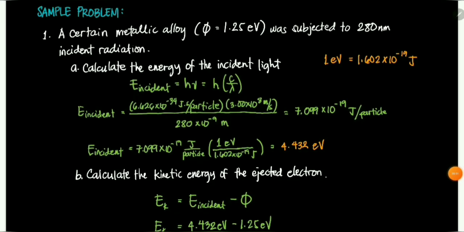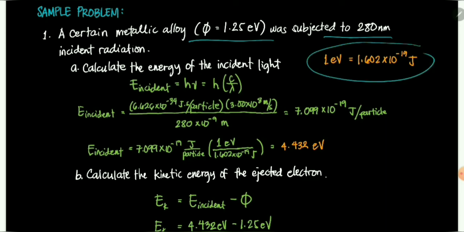So, here we have some sample problems. So, ang gagawin lang natin, i-apply lang natin dito yung mga equations na na-discuss natin sa photoelectric effect. Okay? So, for number 1, a certain metallic alloy with a work function equal to 1.25 electron volts was subjected to 280 nanometers incident radiation. So, 1 electron volt is equal to 1.602 times 10 to the negative 19 joules.